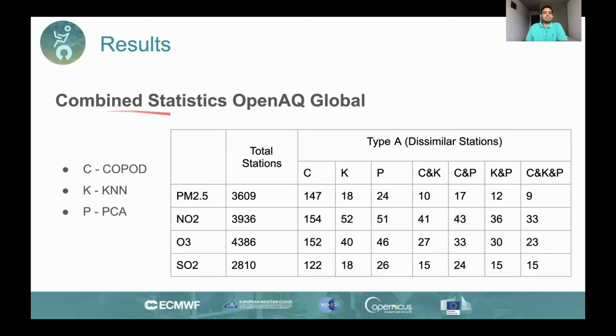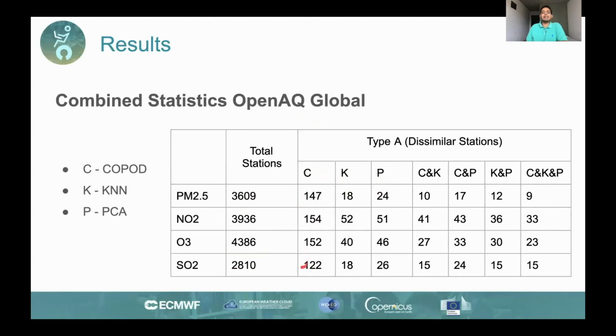To put the statistics and the numbers, for OpenAQ versus OpenAQ, we had a total of 3,600 stations for PM2.5, roughly 3,900 for NO2, 4,300 for O3, and 2,800 for SO2. These are the number of type A stations using different methods: COPOD, KNN, and P. P stands for PCA. For COPOD, we could see the number of type A stations was really high compared to the other two methods when comparing OpenAQ versus OpenAQ.